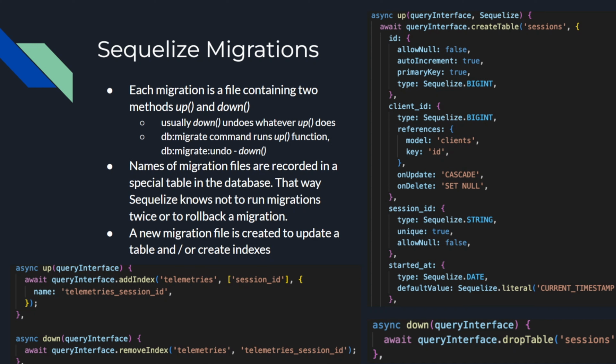Here's how they work. Each migration is a file containing two methods, up and down. The up method applies the migration, while the down method undoes it. The database tracks the names of migration files in a special table, ensuring that each migration is applied only once and can be rolled back if needed. To update a table, create a new migration file and implement the necessary changes using the up and down methods.